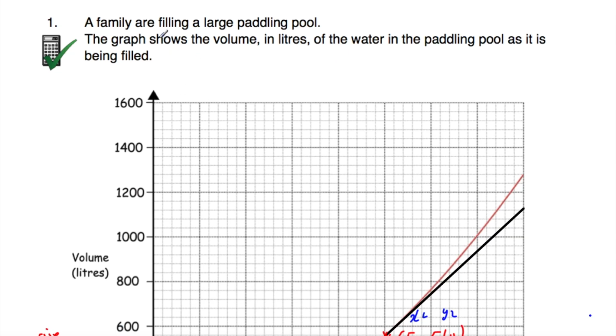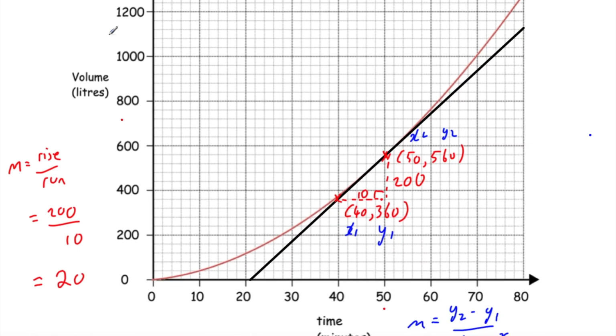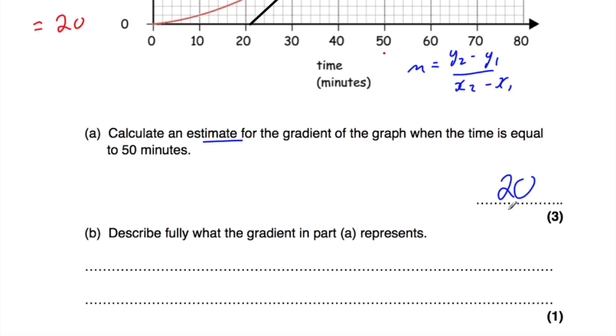If we have a look here, the graph shows us the volume in litres of water in the paddling pool as it is being filled. So we've got the volume of the water in the paddling pool going up the vertical axis, and we've got time going across the horizontal axis. The gradient of this would be the rate of change of the volume. So it's how the volume is changing. This 20 represents the rate of change of the volume. In other words, the volume's increasing by 20 litres each minute at that particular moment.